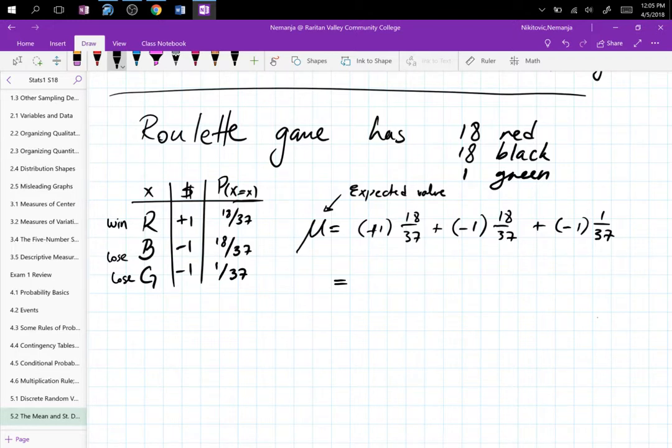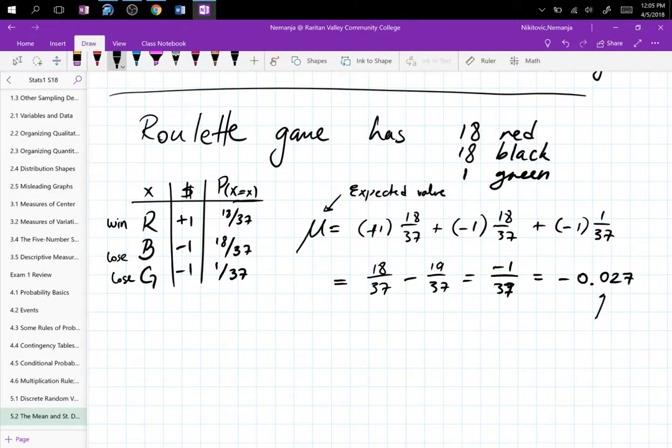So to get the exact value, we have 18/37 minus 19/37, which is -1/37. So that's what we are calculating, right? 1 divided by 37 is -0.027.